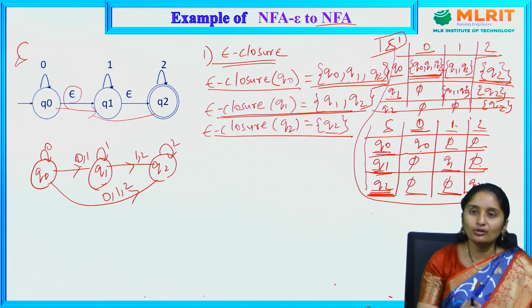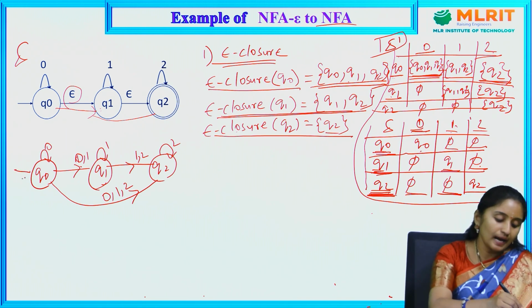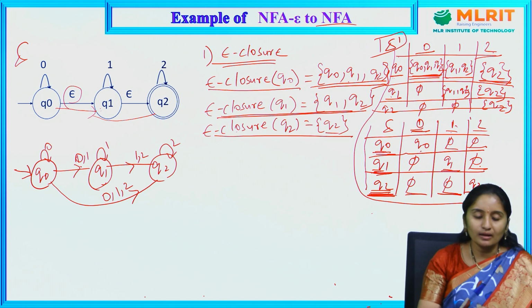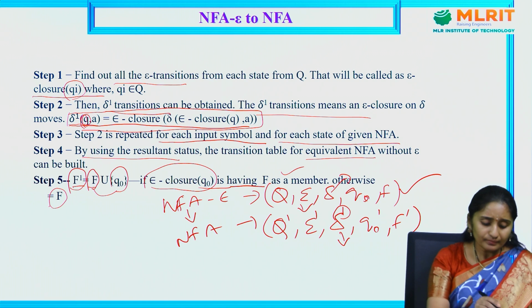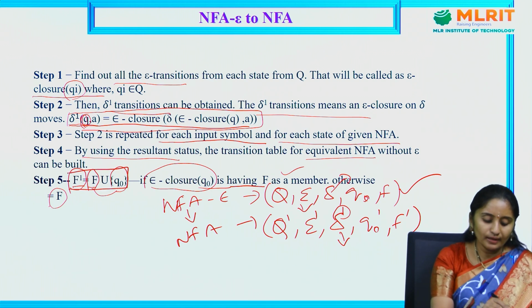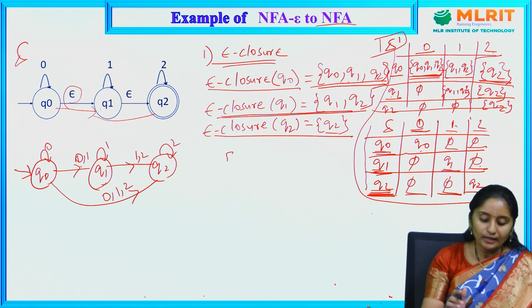Now we need to find out what the initial states and the final states are. By default, the first state itself will be the starting state or initial state, that is not changing. Now coming to the final state. What have we written here? F dash is equal to F union Q naught.